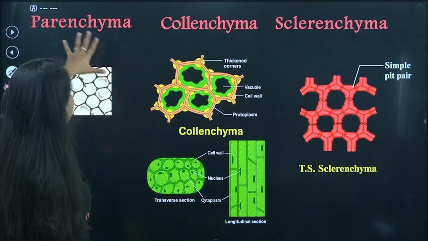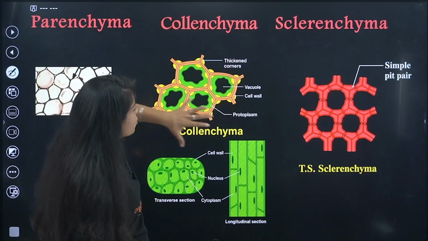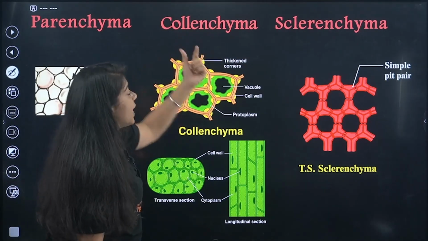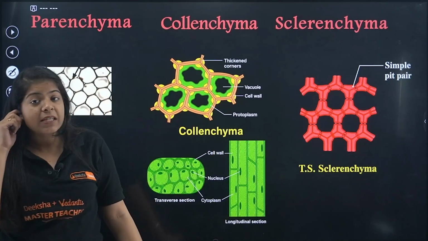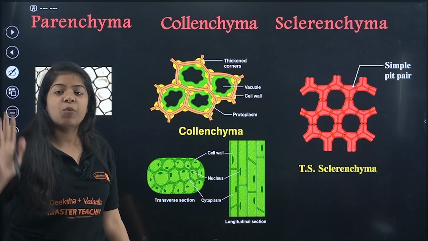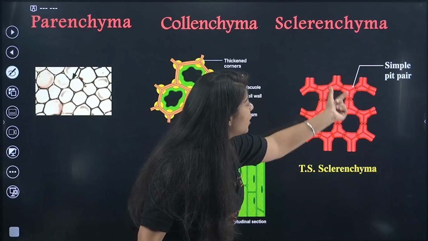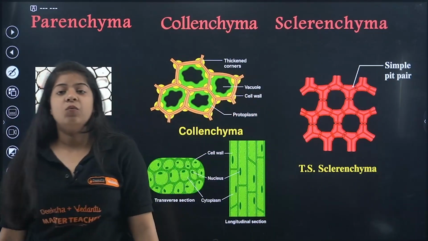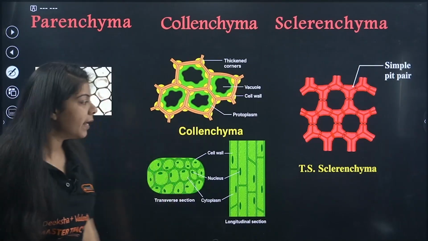Then beta, we have parenchyma. It has very thin walls. Collenchyma, it has thickened corners, right? It has cell wall, it has vacuoles. Everything is clearly mentioned in all these diagrams. So just go through these, and these are the important ones. Try making them. Okay? And in sclerenchyma, they have very thick walls, right? So these are very important things, right beta?